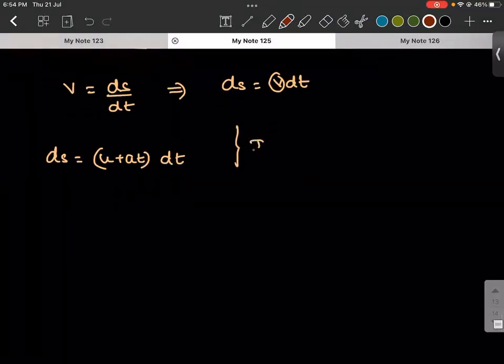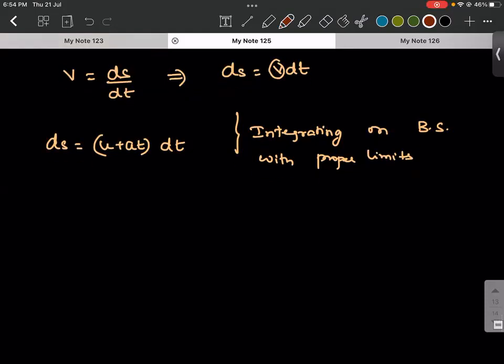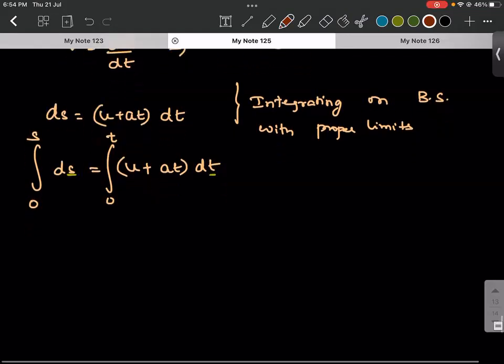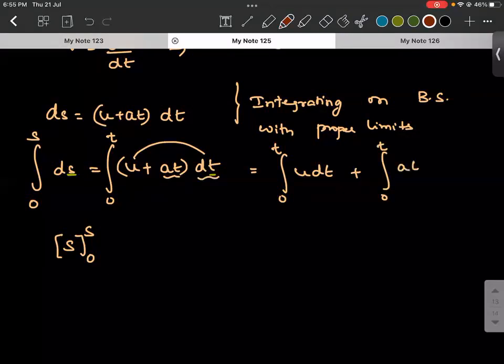Now again, integrating on both sides with proper limits, what will we get? Integral of ds is equal to integral of u plus at times dt. On the right hand side I need to take the limits of time, and on the left hand side the limits of displacement. When t is equal to 0, displacement is 0. When t is equal to t, displacement is s. So integral of ds will be s between 0 to s. This I can write as integral of 0 to t of u dt plus integral of 0 to t of at dt. So I split each term with respect to dt.